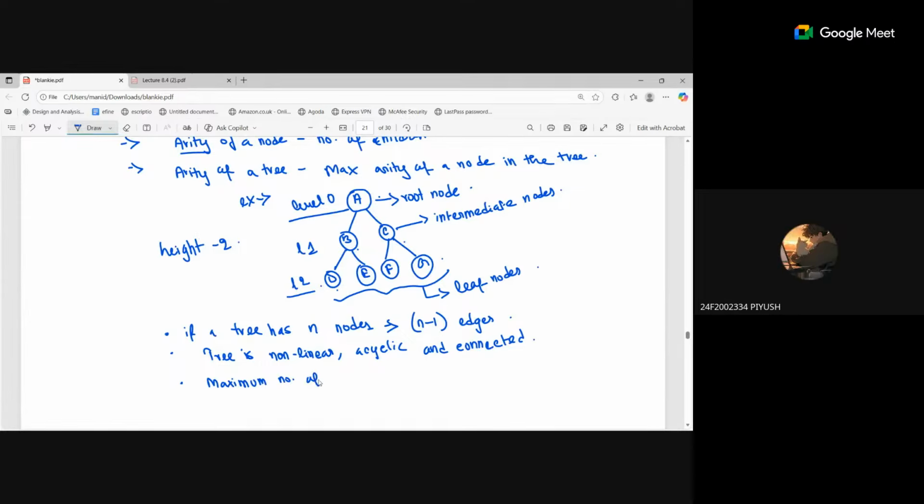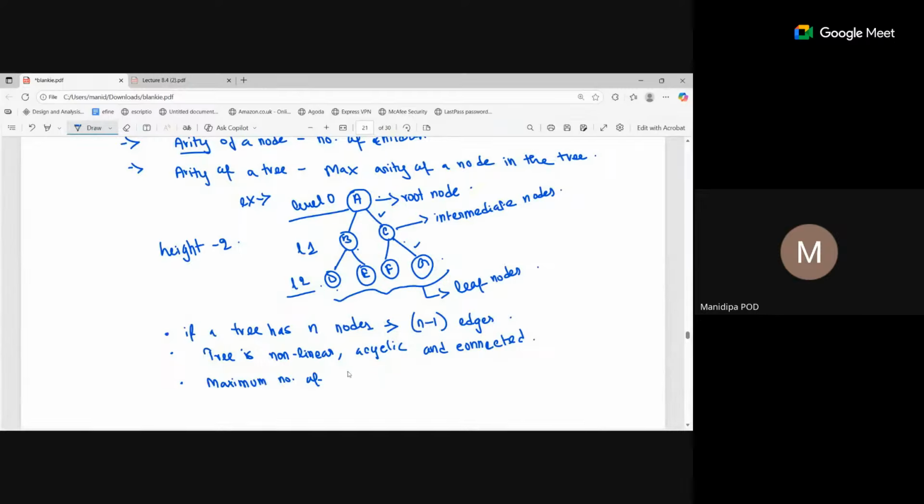Okay, if you don't have a question, please mute yourself. Ma'am, what does edge mean here? These are the edges. Like A to C, there is an edge. C to G, there is an edge. Okay, ma'am. Thank you.